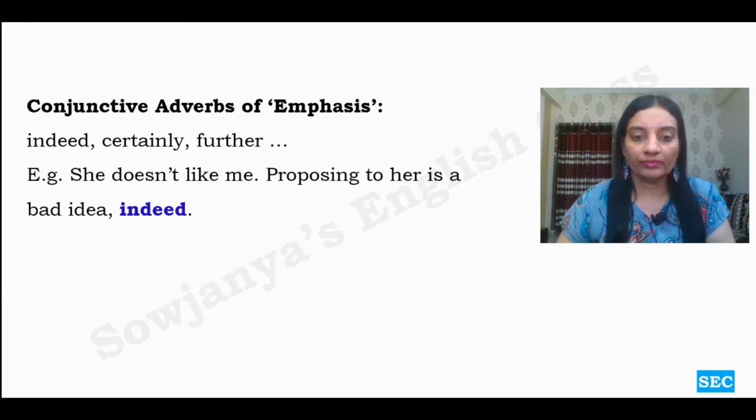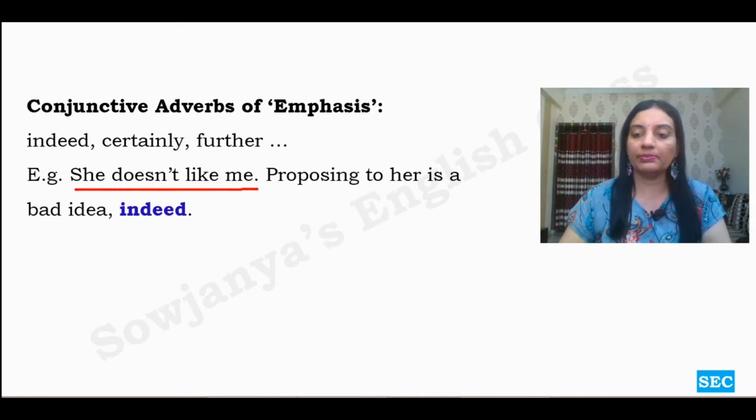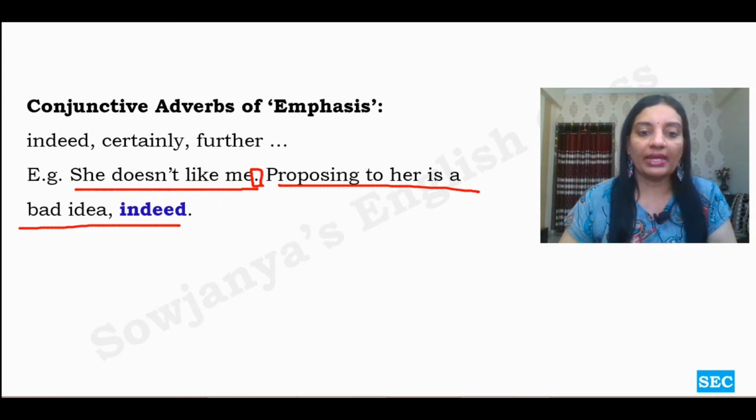So here it is not placed after the first independent clause, if you see. And this is a compound sentence divided into two simple sentences. She doesn't like me, one simple sentence followed by a full stop. And then proposing to her is a bad idea. So this is another clause, which is made into a simple sentence. Proposing to her, the entire thing becomes the subject over here, and is becomes the finite verb. And indeed is placed at the end of the sentence.